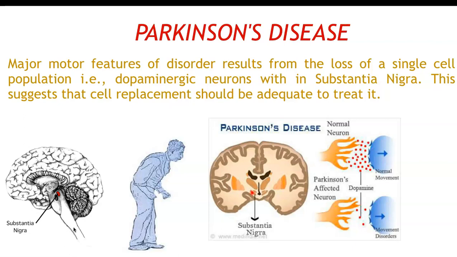What is Parkinson's disease? It is a disorder that results from the loss of a single cell population, that is dopaminergic neurons, which are present in the substantia nigra. This suggests that replacement of this cell should be adequate to cure it.